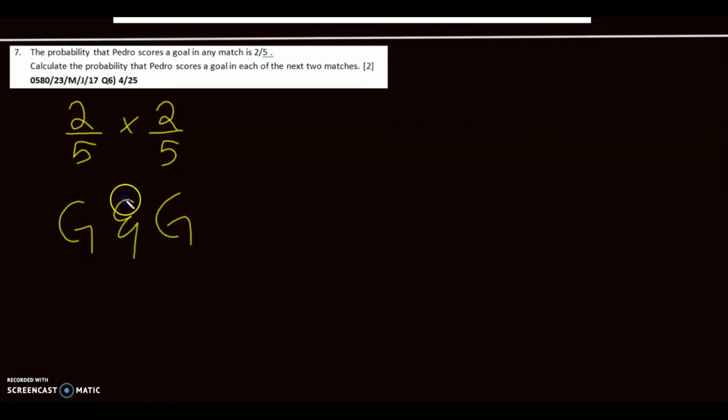The probability that Pedro scores a goal in any match is 2 upon 5. Calculate the probability that Pedro scores a goal in each of the next 2 matches. So the probability of scoring a goal in the first match will be 2 upon 5. Probability of scoring a goal again in the next match will be 2 upon 5. So when it says calculate the probability that Pedro scores a goal in each of the next 2 matches, that means he's scoring a goal in the first match and he's scoring a goal in the second match. And actually corresponds to multiplication. So the answer will be 4 upon 25.